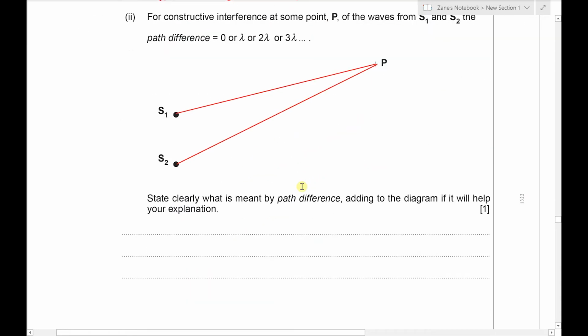Next we're told that for constructive interference at some point P, as in the diagram here, of the waves from S1 and S2, the path difference has to be 0, 1 wavelength, 2 wavelengths, 3 wavelengths, and so on. We've got to state what's meant by the path difference, add into the diagram if it helps. So I've just labelled here lines from S1 to P and S2 to P, and the path difference, I'm just going to call it PD, is simply the difference in those two distances. So it's S2P, take away S1P.